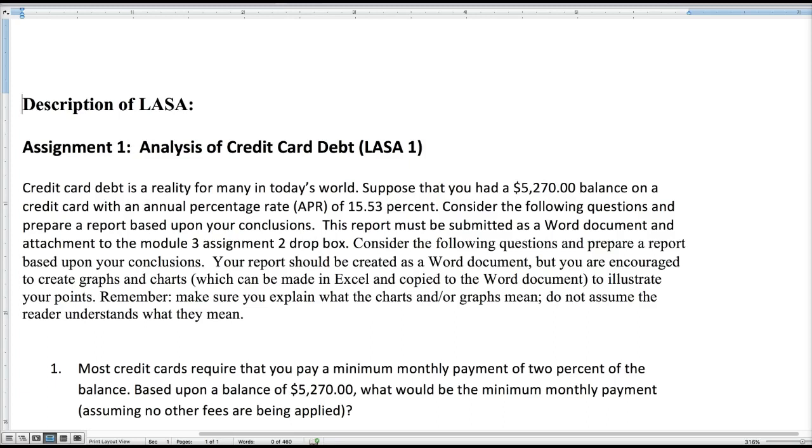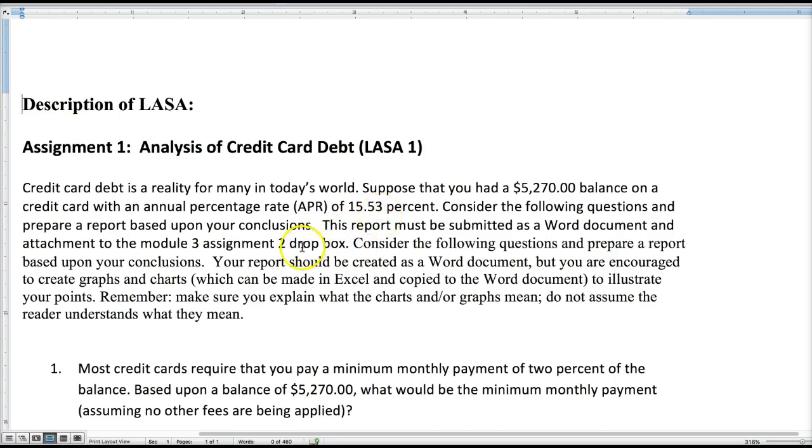Okay. All right. So this says that credit card debt is a reality for many in today's world, and we want to suppose that we have this $5,270 balance on a credit card, and our APR is 15.53%. And I think most regular credit cards are probably sitting at 13 or more. So this is kind of realistic.